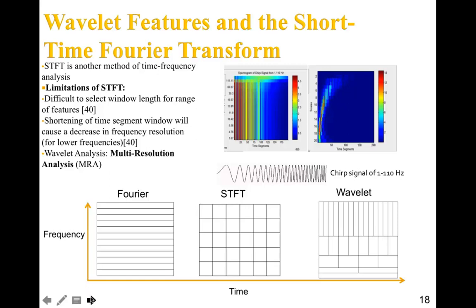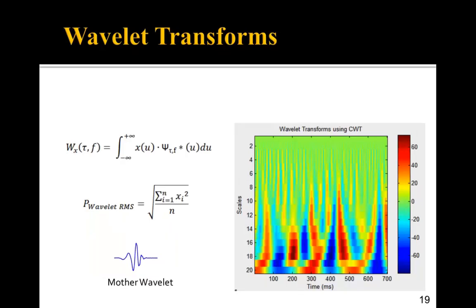EEGLAB and other EEG processing packages often include a wavelet option. This is what a wavelet function looks like. There are many different ones. This is just one, and I don't remember which one we chose on this particular slide. This is an example of what a wavelet transform looks like, where remember decreasing scale corresponds to increasing frequency.